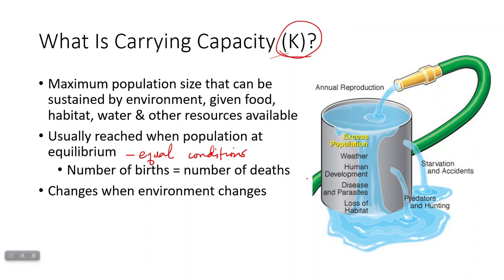So you have all of these events, like you can have human activities, you can have weather or other extreme events, diseases and parasites, losing habitat, predators and hunting, starvation and accidents. And then you have something that is increasing the population or adding to the bucket, which is the annual reproduction.